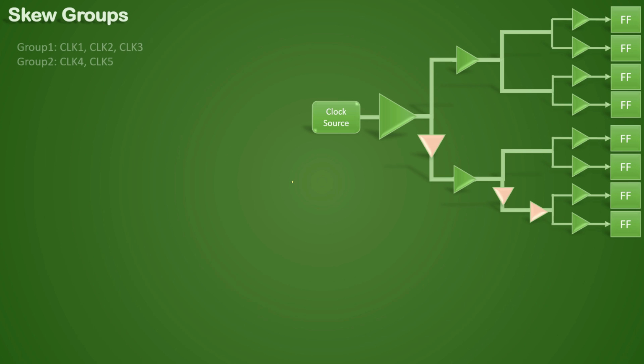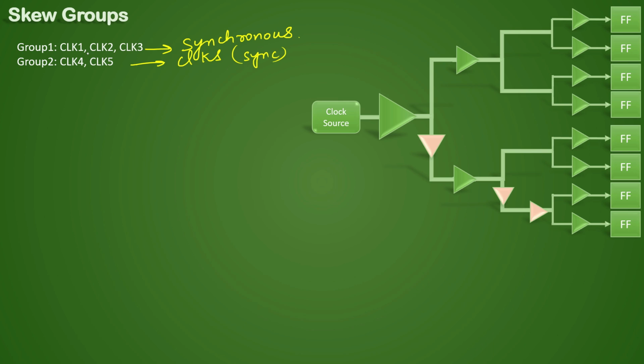Now let's say you have 5 clocks in your design, and in group 1 you have CLK1, 2 and 3. In group 2 you have CLK4 and 5. So CLK1, 2 and 3, these all are synchronous to each other. Similarly, in group 2, that is CLK4 and 5, they are also synchronous. These clocks are synchronous only within their group, which means that CLK2 can be synchronous to 3 but not synchronous to 4 or 5.